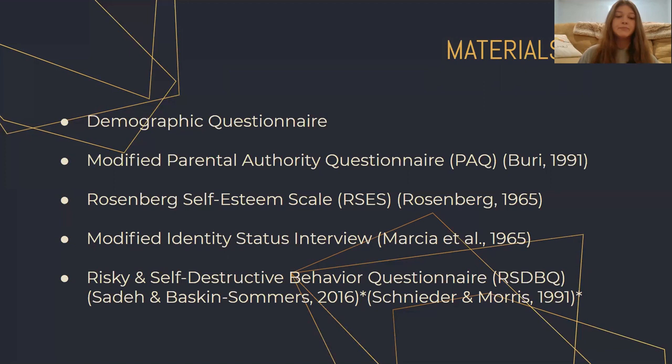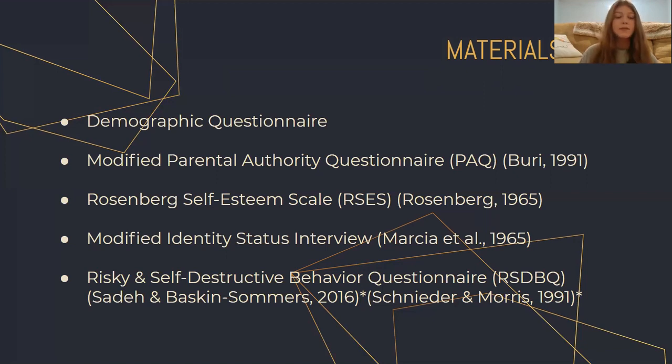We used the Rosenberg self-esteem scale, which measured an individual's feelings of self in the world, which consisted of 10 questions from 1 to 4, strongly disagree to strongly agree. We used the modified identity status interview, which measured individuals' feelings of identity, values, and social life. It consisted of 40 questions and was to be answered on a scale 1 to 5, strongly disagree to strongly agree.